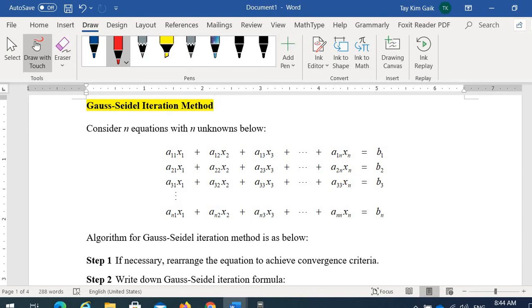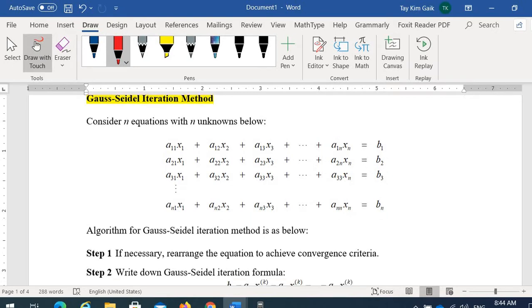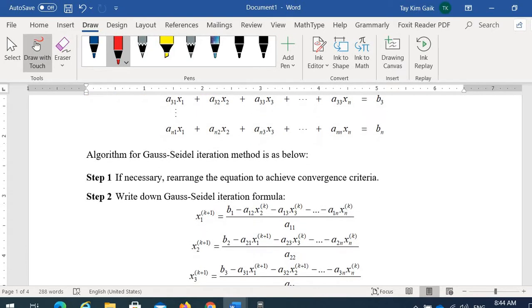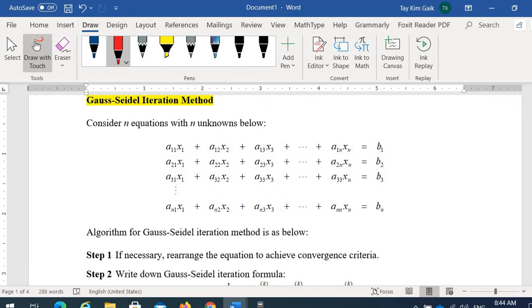To apply the Gauss-Seidel iterative method, first of all, we must make sure that the equations achieve their convergence criteria. A convergence criteria here means the modulus of a11 must be greater than the modulus of a12 plus modulus of a13 up to a1n.